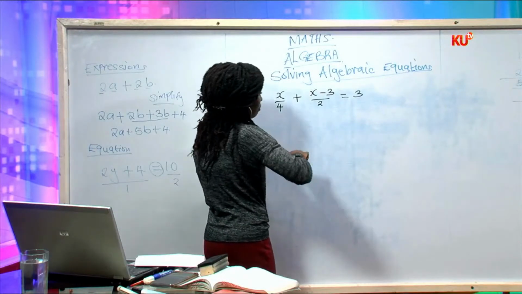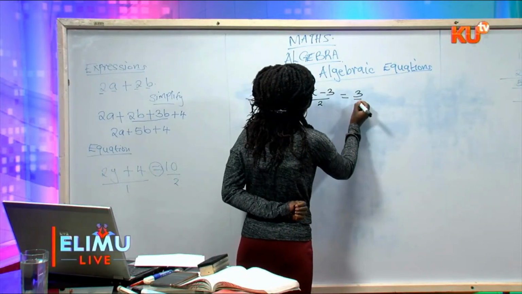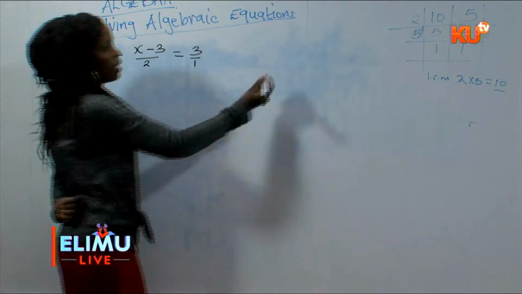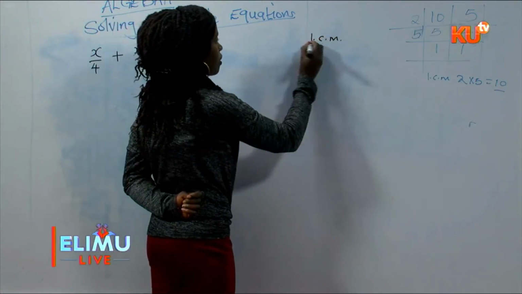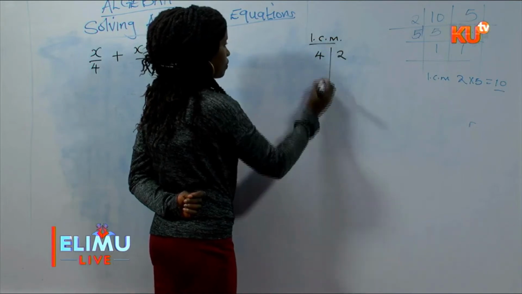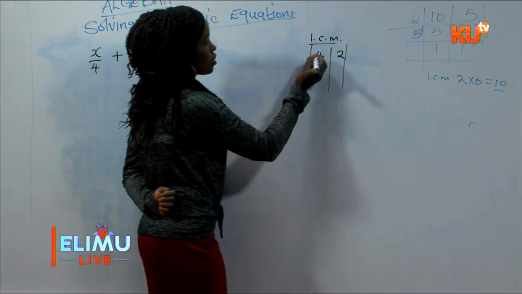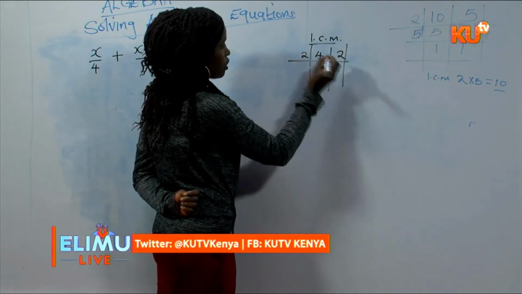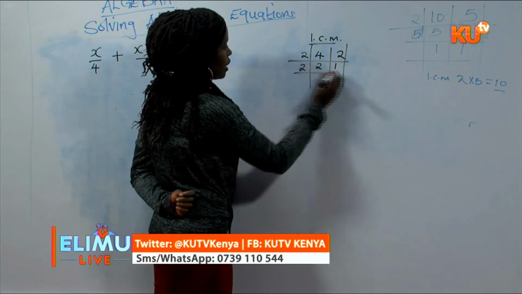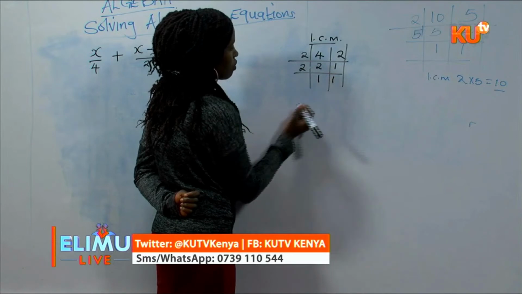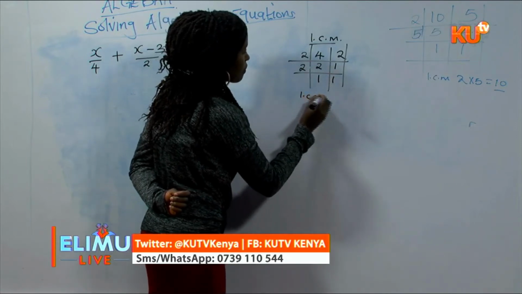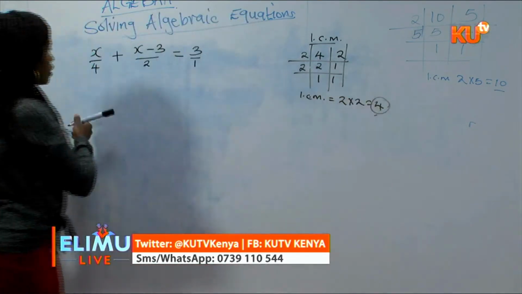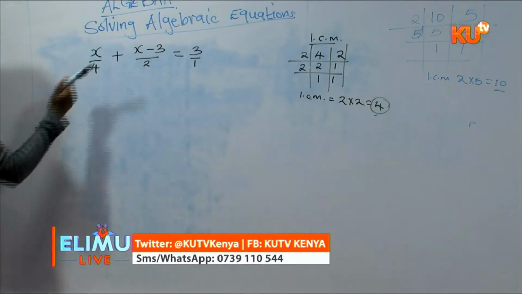So we make this number here a fraction by putting it over 1. From there we get the LCM of 4 and 2. We divide by 2, using prime numbers. 4 divided by 2 is 2, 2 divided by 2 is 1. We use 2 again, 2 by 2 is 1, 1 by 2 is 1. So our LCM is going to be 2 times 2, which is 4. So that 4, I'm going to use it to remove the denominators.